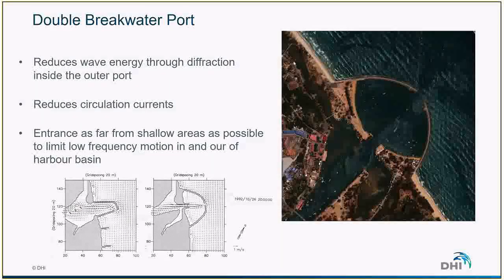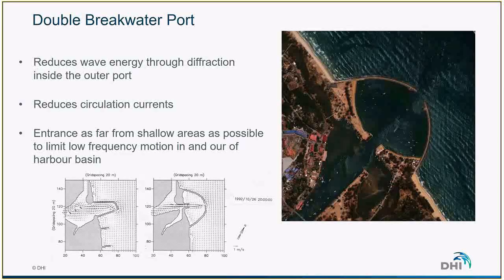This is an example of a double breakwater port, which is located in Malaysia. So as I said before, this type of harbor works by reducing the wave energy in the basin thanks to the diffraction through the harbor entrance.